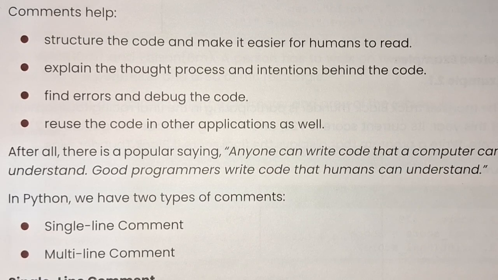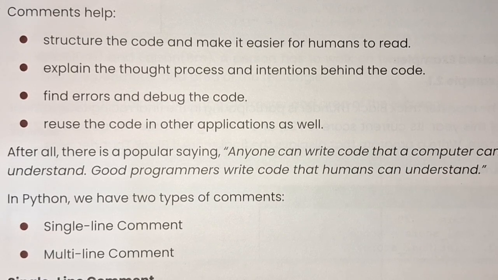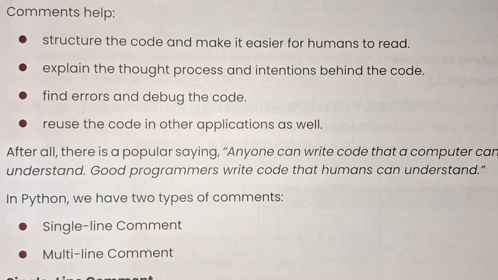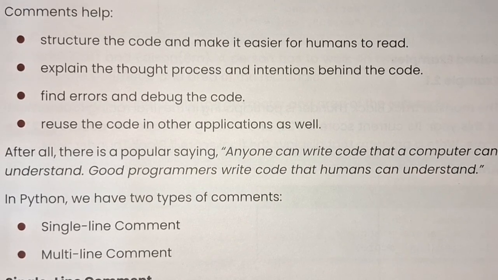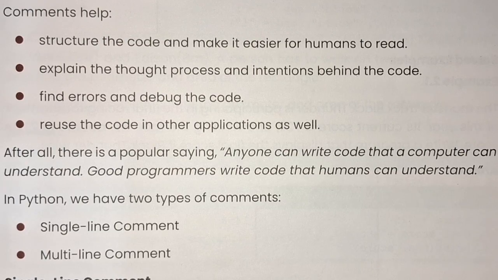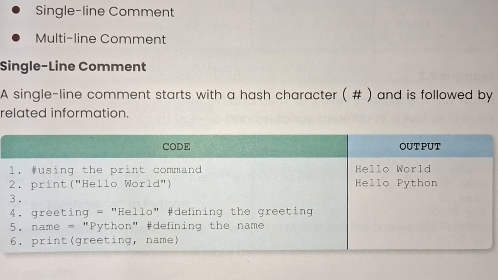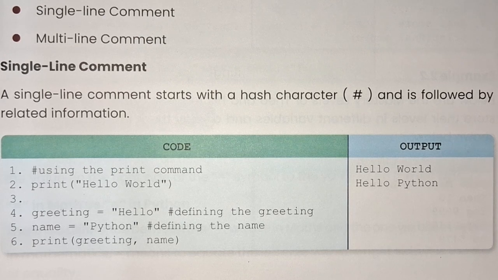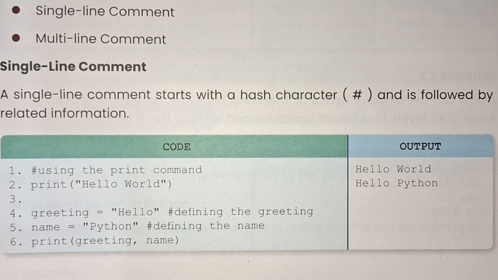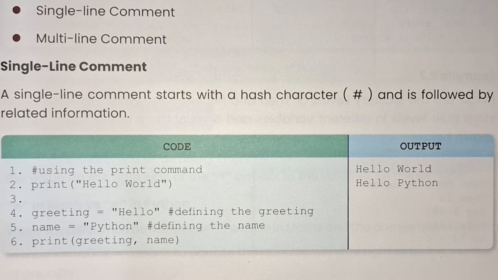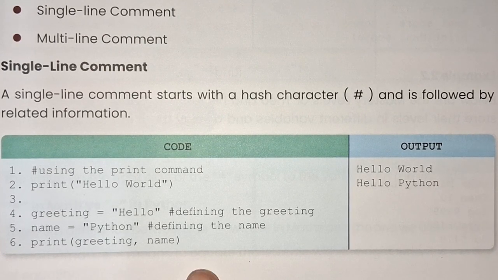In Python, we have two types of comments: single line comment and multi-line comments. Let's talk about them. First, we will talk about single line comments. A single line comment starts with the hash character and is followed by related information. One such example is given to you below. Code and then the output.